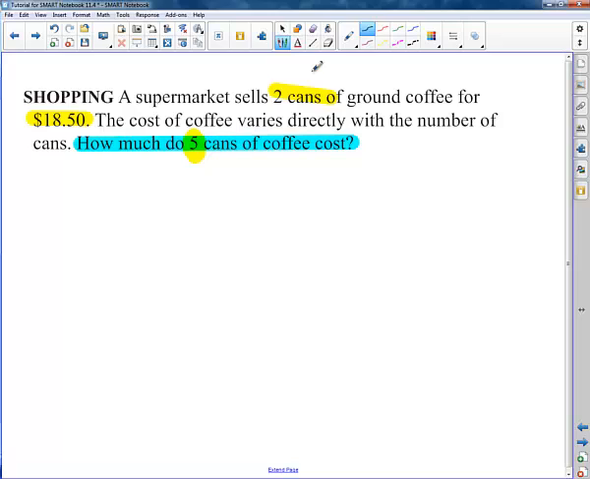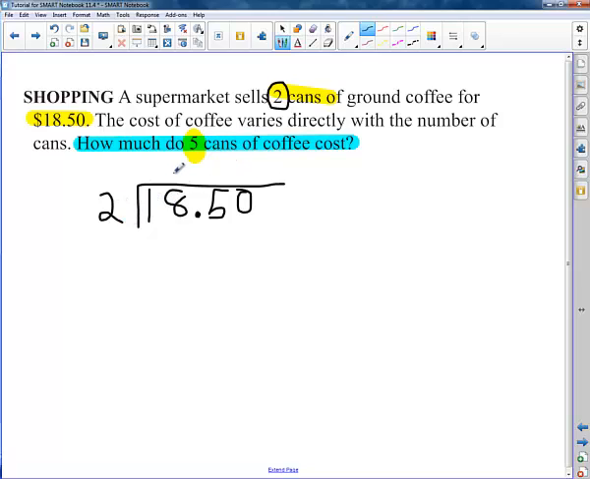I need to figure out the cost for 5 cans. I know the price of 2 cans, but I don't know the price of 1 can. I can't go from 2 to 5 easily by multiplying by integers. I have to figure out the price of a single can, and then from there figure out the price of 5 cans. So let's take our 18.50 and divide that by our 2 cans, because we know that 2 of them cost 18.50.